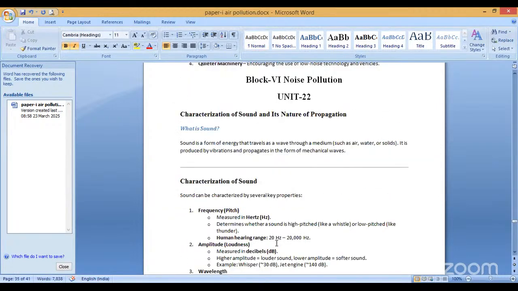Next, Block 6, Noise Pollution, Unit 22: characterization of sound and its nature of propagation. In the above lines, we discussed what noise is. Here we discuss what sound is. What is the difference between noise and sound?